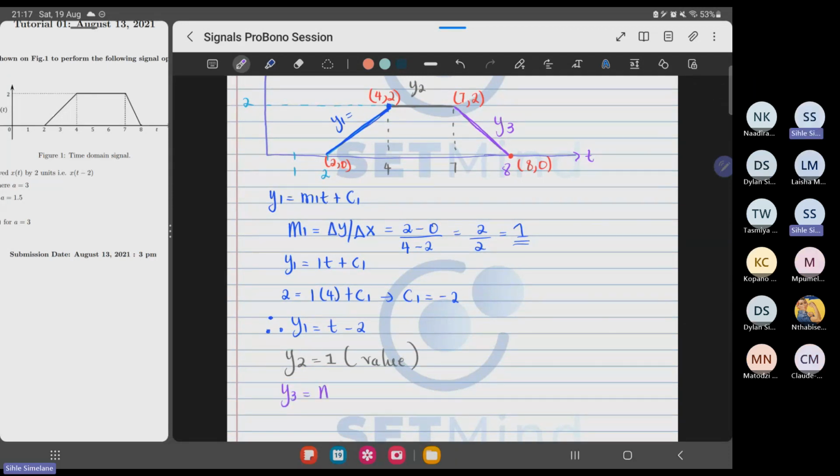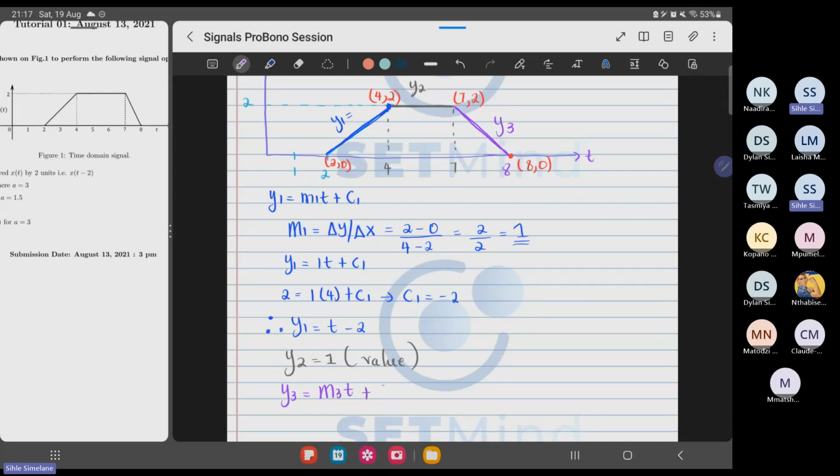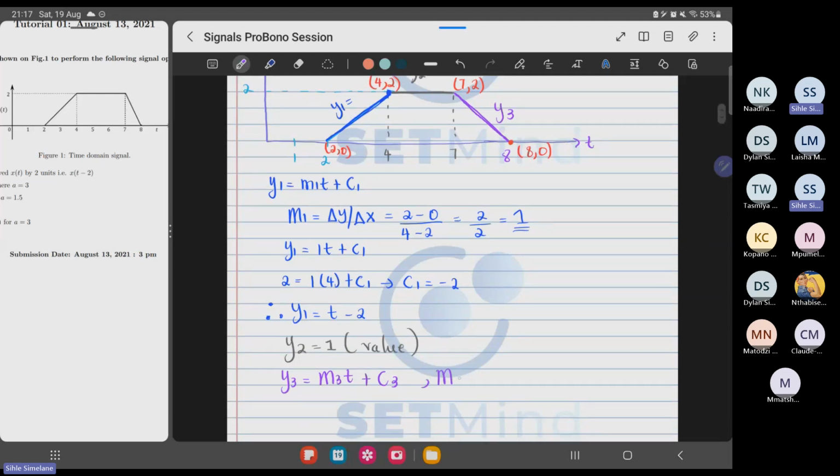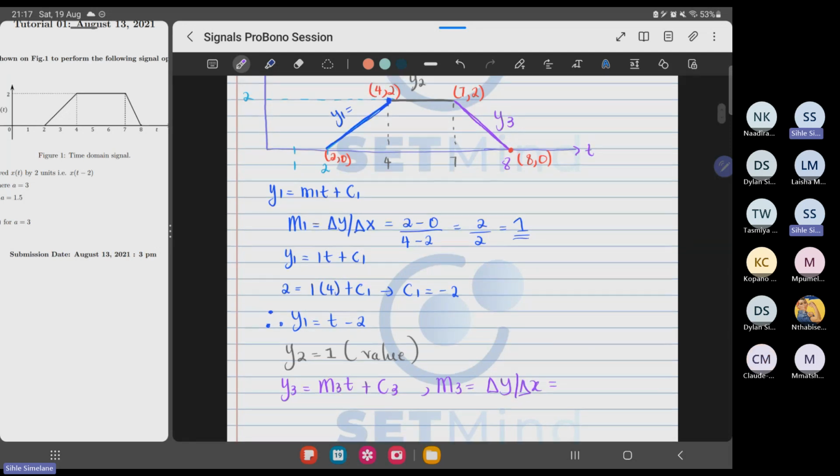Y3 should obviously be M3 t plus C3. So you can see that Y3 is also a straight line. So let's go and find M3. M3 will be change in Y over change in X. We have 2 points there along the line, which is purple, which is Y3. So the change in Y can be 2 minus 0 divided by the change in X, which is 7 minus 8. So the answer we obtain is -2, the gradient.